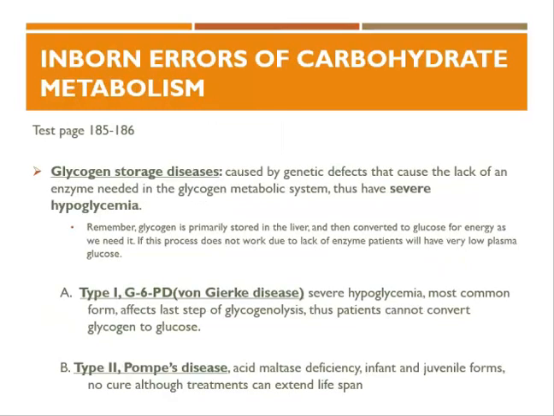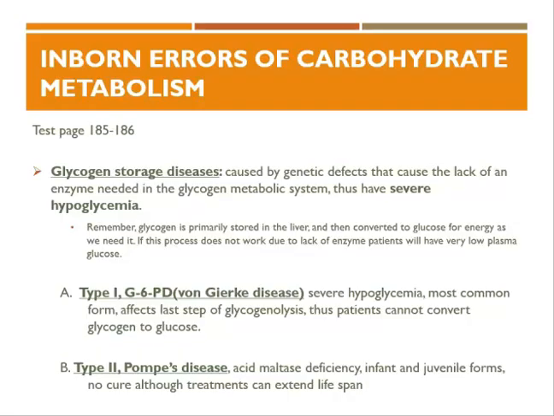You can have inborn errors in carbohydrate metabolism. We can have glycogen storage diseases. There's 4 that we're going to discuss. It causes a genetic defect that causes the lack of an enzyme needed in the glycogen metabolic system. Thus, we end up with severe hypoglycemia. Remember, our glycogen is primarily stored in the liver and then is converted to glucose for energy. And if this process does not work due to the lack of enzyme, patients will end up with low plasma glucose.